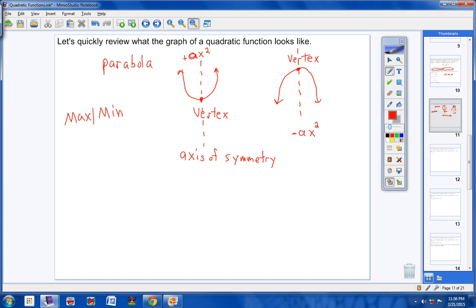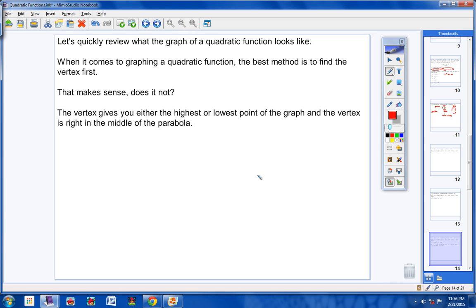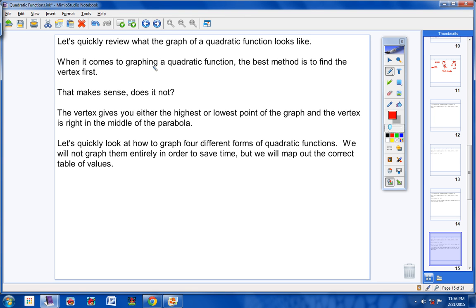Alright, so that's really, really helpful because you can look at an equation and for the most part know whether the graph is going to open upward or downward. Then you can find the vertex, which gives you the middle. Then you can very easily plot a couple points and sketch the parabola. Okay, now let's quickly look at how to graph four different forms of quadratic functions. We will not graph them entirely in order to save time, but we're going to map out the correct table of values. Then you can plot those points later if you want to and do the actual graphing. You don't have to, it's up to you.